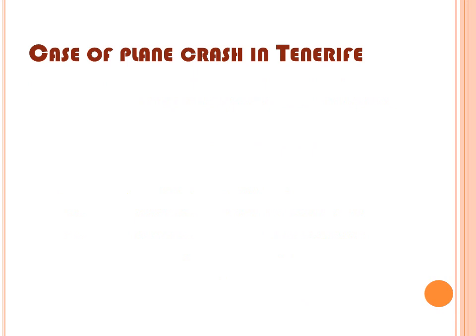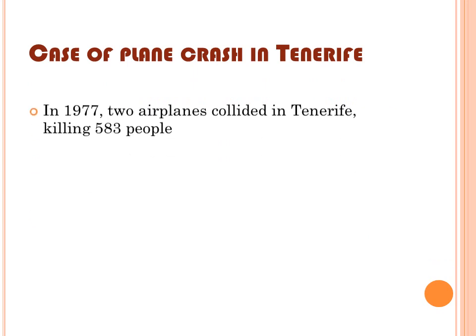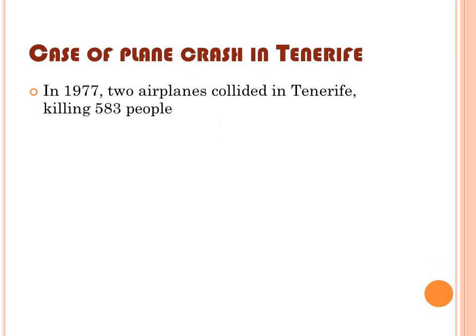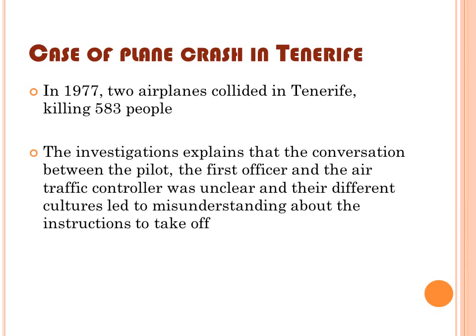Case of plane crash in Tenerife. In 1977, two airplanes collided in Tenerife, killing 583 people. The investigation explains that the conversation between the pilot, the first officer, and the air traffic controller was unclear, and their different cultures led to misunderstanding about the instructions to take off. A small misunderstanding took 583 people's lives. So that's why we are talking about communication. It is really important to build communication.